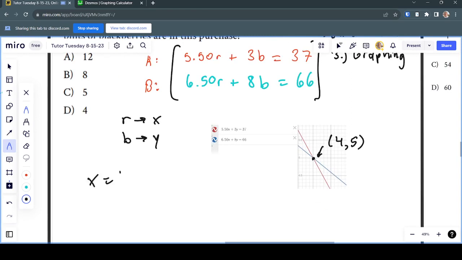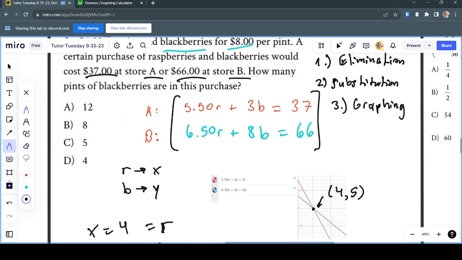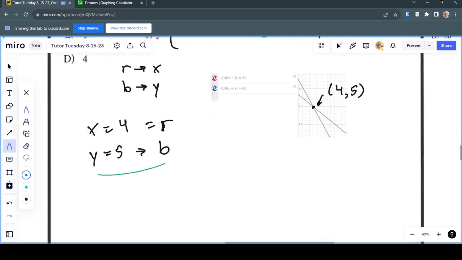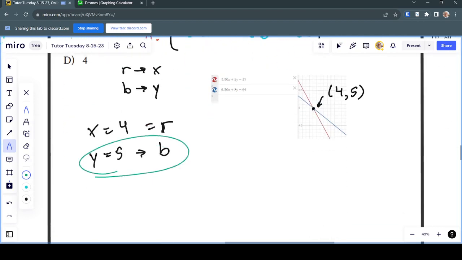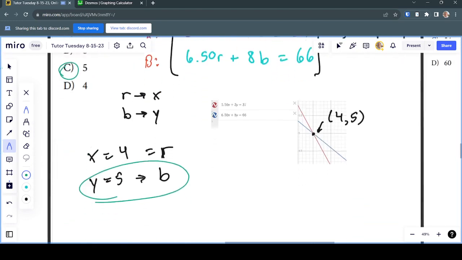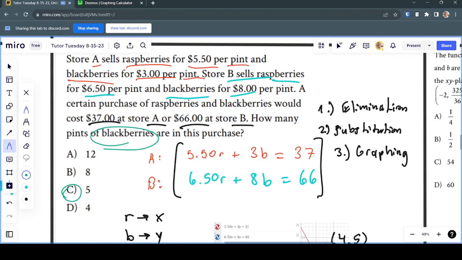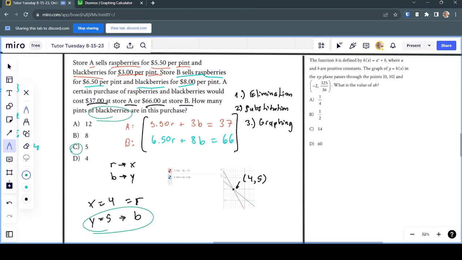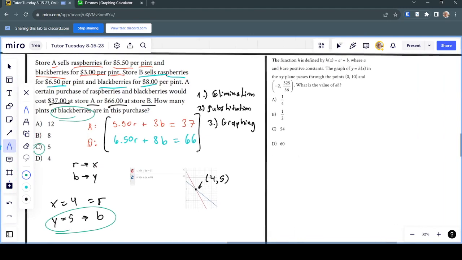So that means x equals 4, which is equal to the number of pints of raspberries. y equals 5, that corresponds to the blackberries. And since the question is asking us about blackberries, we're going to take the y variable. So it would be 5 pints of blackberries in this purchase. All clear, I hope.